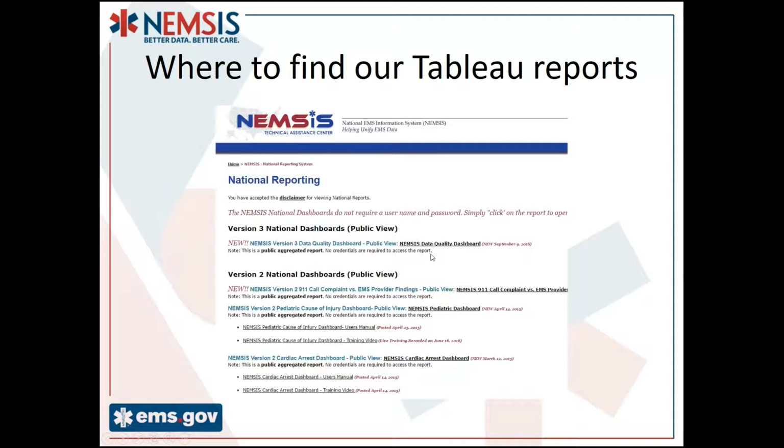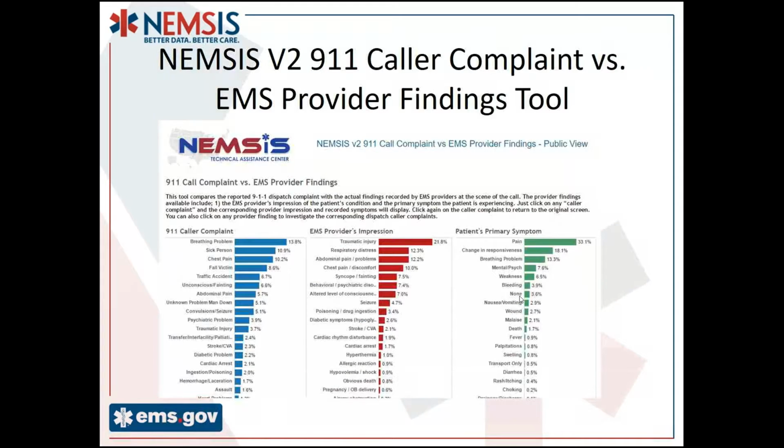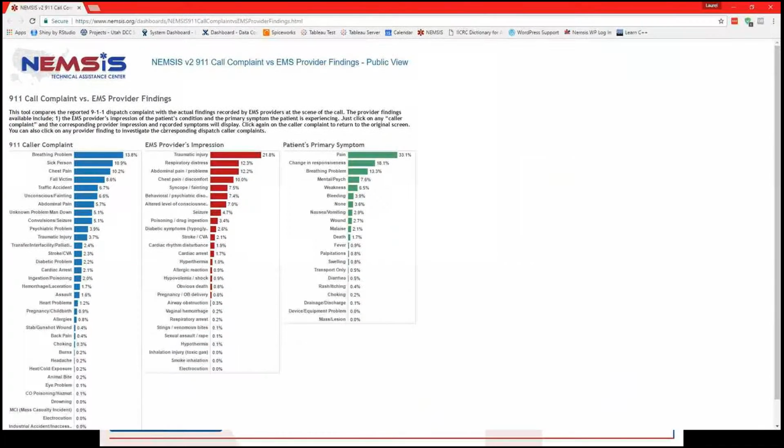So we have our data quality dashboard. There's the 911 call complaint dashboard that we're going to be looking at. We also have a pediatric dashboard and a cardiac arrest dashboard. So today we're going to select this one, the 911 call complaint versus EMS provider findings dashboard. This is a little picture of what it looks like, and I'm going to open it up here, and we can take a look at it real quick. So hopefully you all can see the dashboard now.